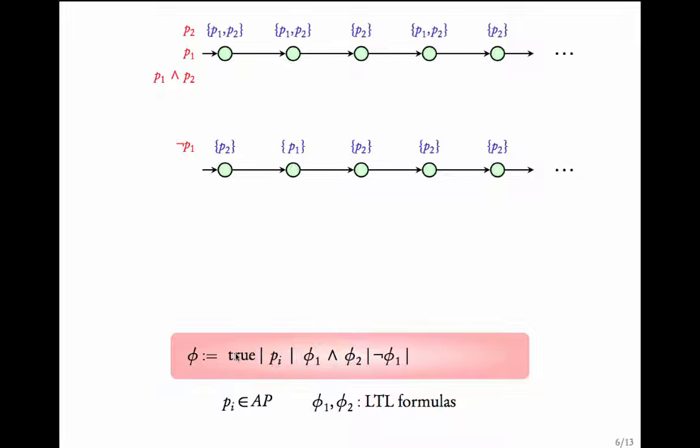You started with true, then you started with Pi, which means P1 and P2 here. So each of P1 and P2 is an LTL formula. Given these, you can form ANDs and NOTs. For instance, P1 and NOT of P2 would be an LTL formula. P3 and NOT of P1 and NOT of P2 would be another LTL formula, and so on.